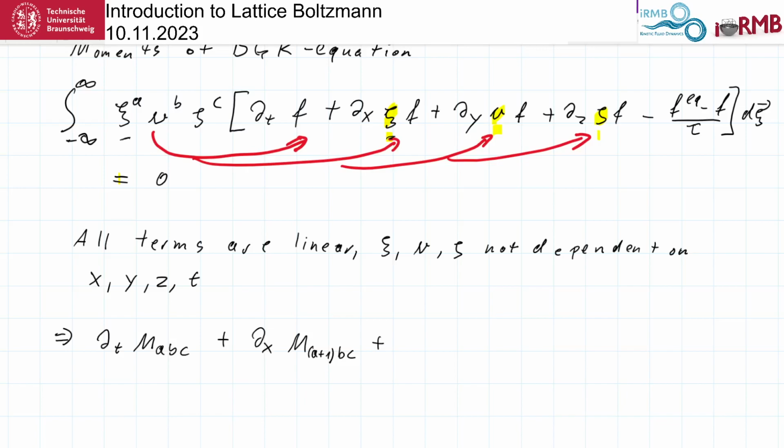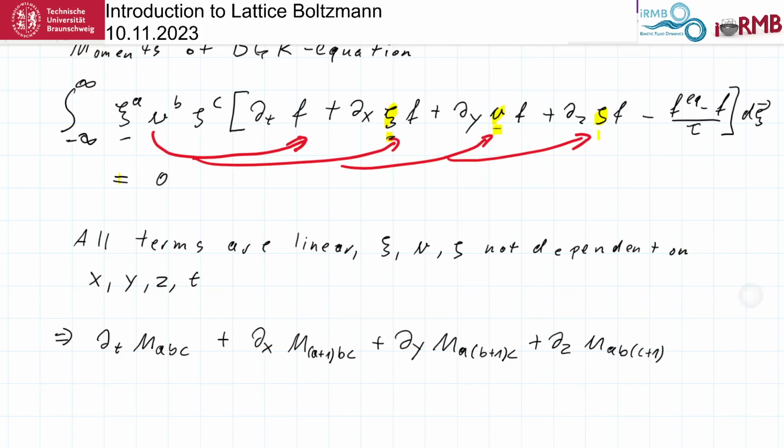So then we get dy. What is here with dy? Here we have xi just to the power of a. Then we have upsilon to the power of b plus the upsilon here, which is one more. So it's b plus 1, and c. And now you learned it. This is dz m_a b c plus 1.